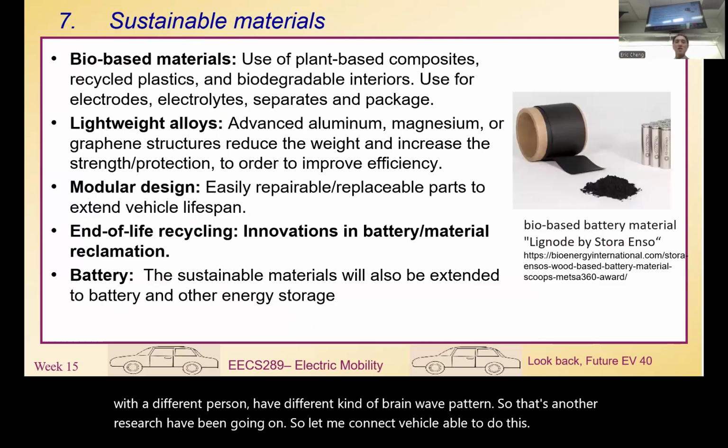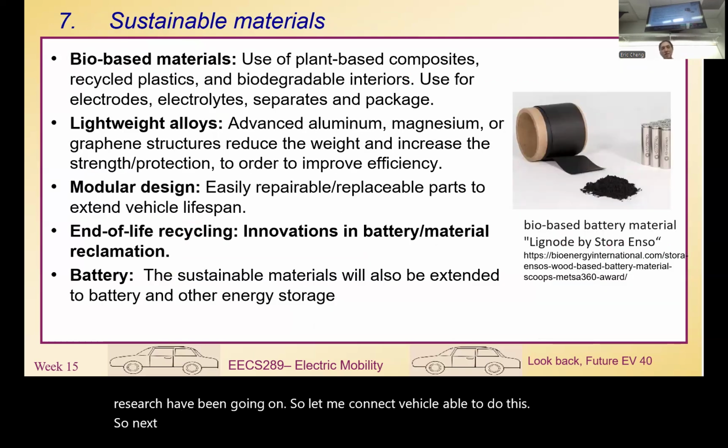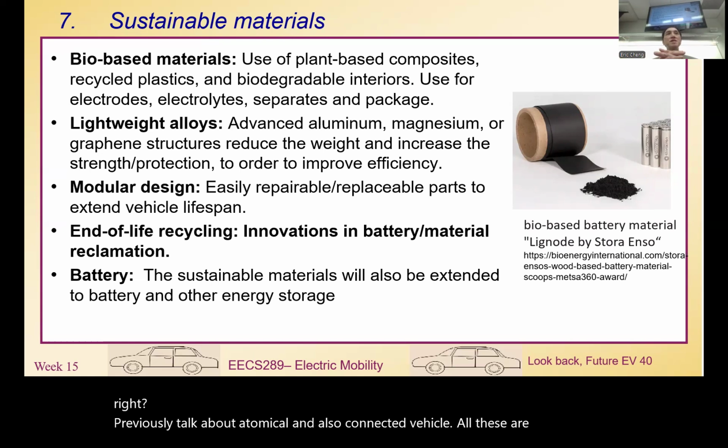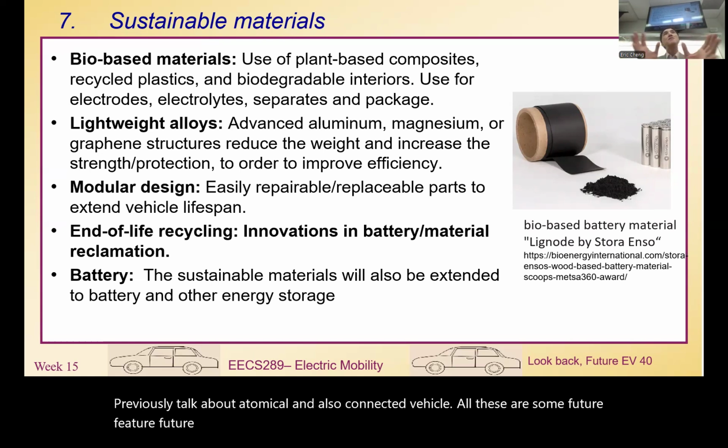So next section, we are looking into sustainable material. We've been talking about a lot of the future vehicle features, right? We previously talked about the autonomous vehicle and also connected vehicle. All these are future features, future capabilities for vehicles that are mainly highly related to control. Next thing we need to look into is the material, right?